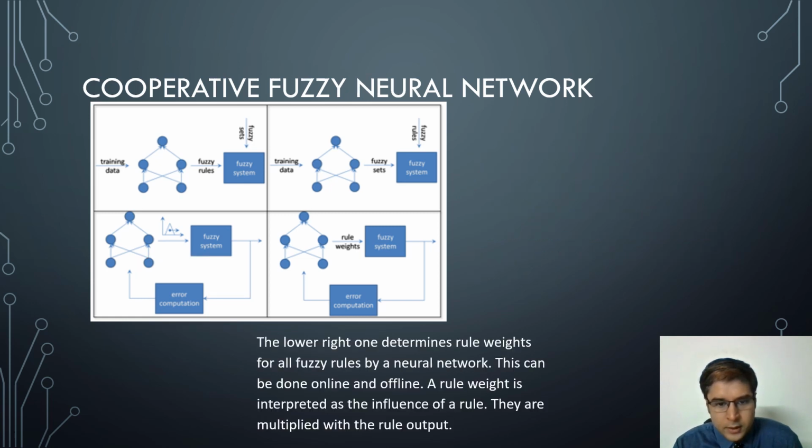The lower right one determines rule weights for all fuzzy rules by a neural network. This can be done online and offline. So this neural net here determines the rule weights for all fuzzy rules, and a rule weight is interpreted as the influence of a rule. So this is clear. They are multiplied with the rule output. So this neural network calculates the rule weights, passes them on to the fuzzy system, and it does the error computation, and it passes to the neural net.